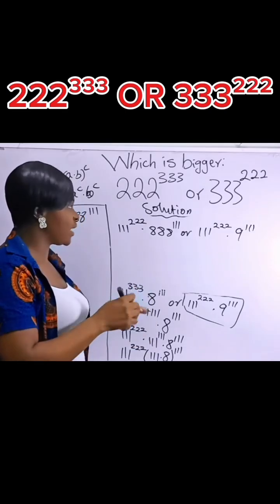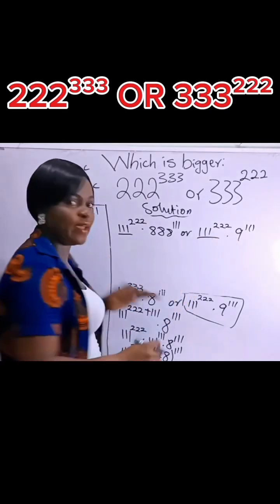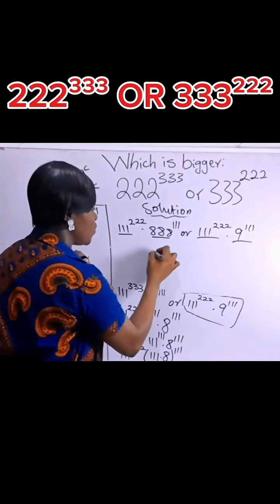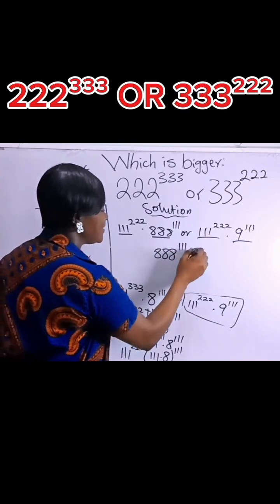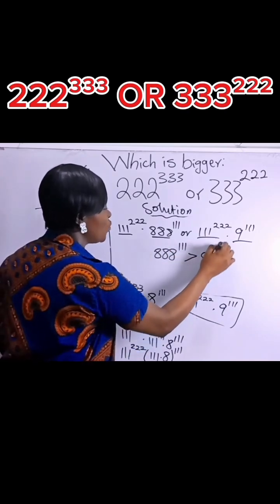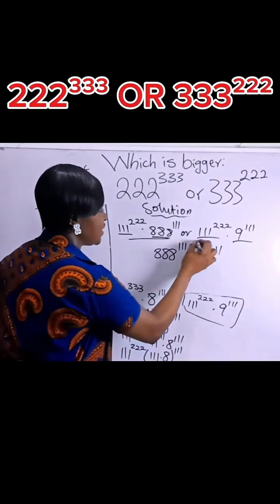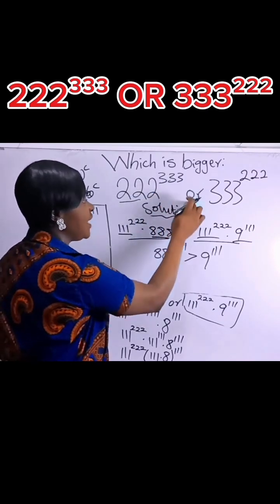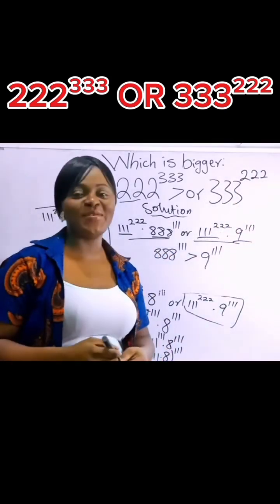Looking at this, you can see that this and this are the same, so we can compare them with this one and this one, which is 8 to the power of 111 and 9 to the power of 111. 9 to the power of 111 is greater than 8 to the power of 111. So it means that this one is greater than this. It simply means that 333 to the power of 222 is greater than 222 to the power of 333. And I hope this is very, very simple.